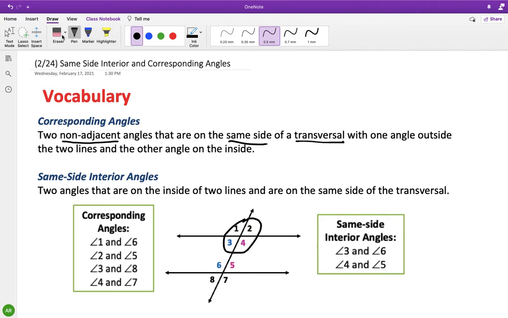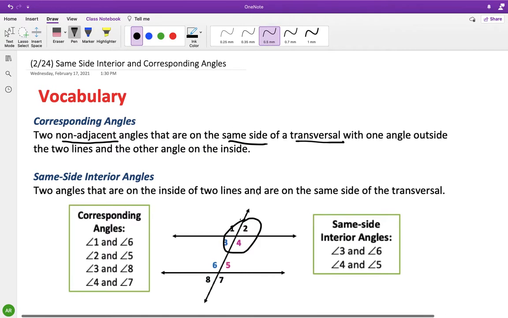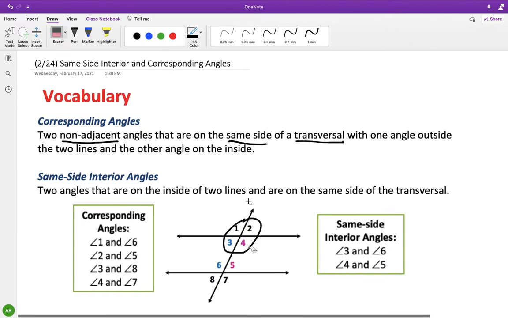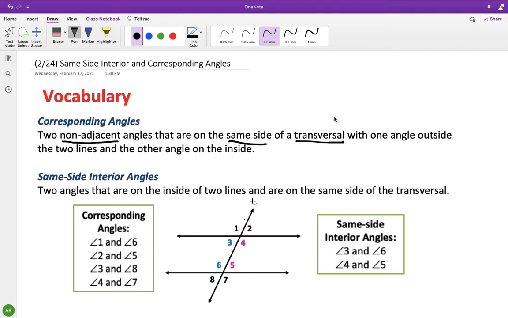Remember, a transversal is any line that intersects two or more lines on a coordinate plane. In the case of our example here, the transversal is this right here. Of course, my OneNote is bugging out because why wouldn't it? I'm filming, so why would it not bug out on me? There we go. So with corresponding angles, we're looking at two non-adjacent angles on the same side of the transversal, one on the inside, one on the outside.